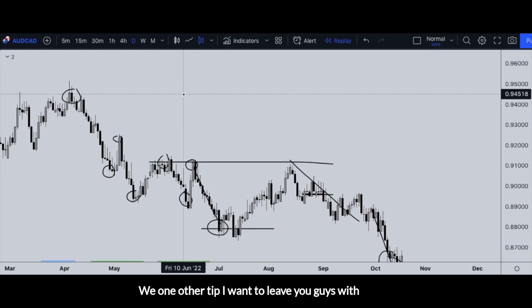One other tip I want to leave you guys with is always look for the trend on the daily time frame and try to identify the structure and the lower lows and the lower highs, or the higher highs and the higher lows if it's an uptrend, on the daily time frame. If you're a scalper or if you're a day trader, the daily time frame is where you need to check it out.